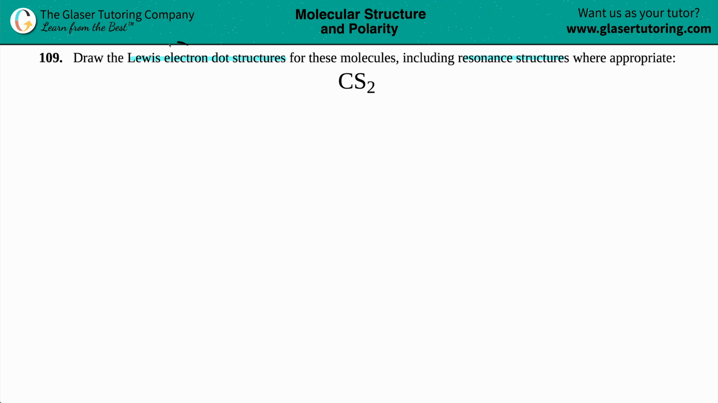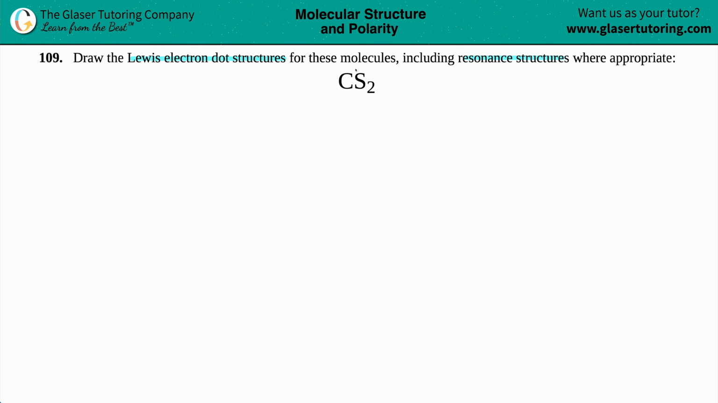Now the Lewis electron dot structure is basically just saying we got to cover all our bases. We got to put the dots in there for the electrons and we have to show the bonds. And then we'll see if this molecule has a resonance structure. But you can't figure out resonance until you have that Lewis structure drawn. So that's the first thing we're going to do here.